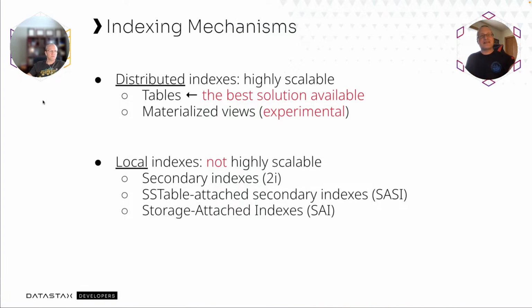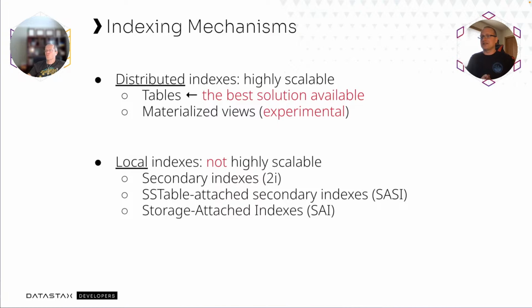All right. So the idea with indexing in a distributed database is that there are really two approaches you can take. You can create a table to function as an index, like a lookup table. These are known as distributed indexes, and their advantage is that they're highly scalable. You'll still be able to solve queries in a minimum number of hops through the cluster. Local indexes, on the other hand, technically are not.